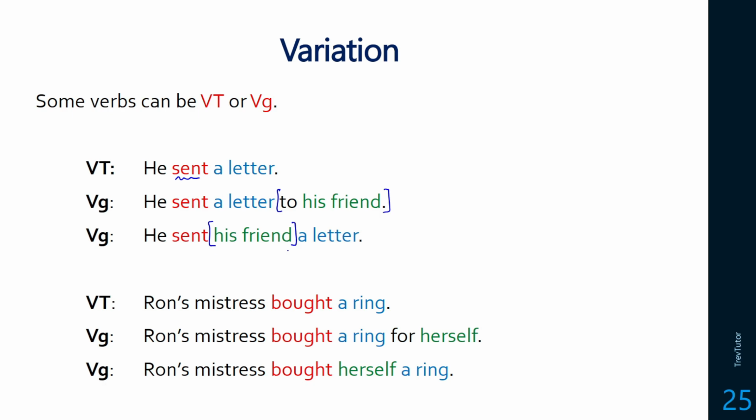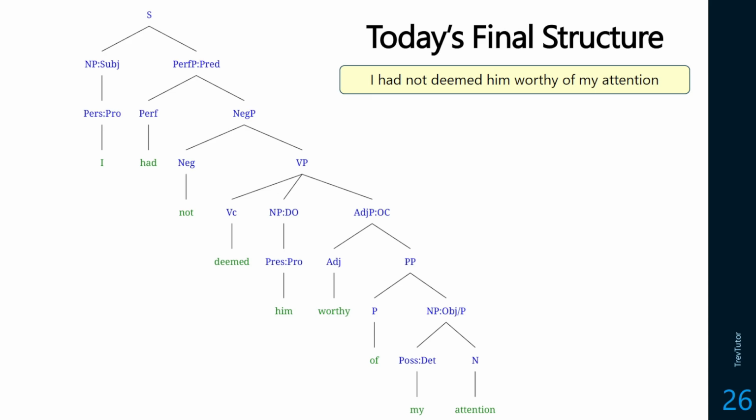So the other example is Ron's mistress bought a ring. So this is transitive case, or bought a ring for herself, or bought herself a ring. So now we have the indirect object coming back into play. So with that being said, we now have a structure for our sentence. So we had some issues with these parts right here, figuring out categories and functions.